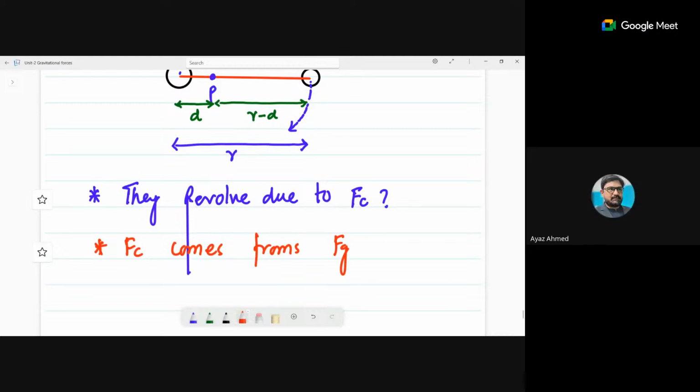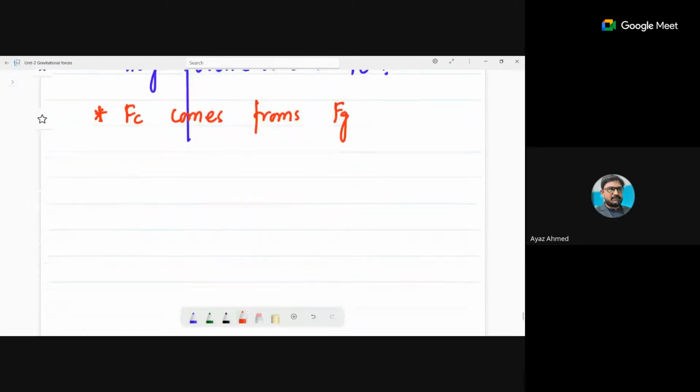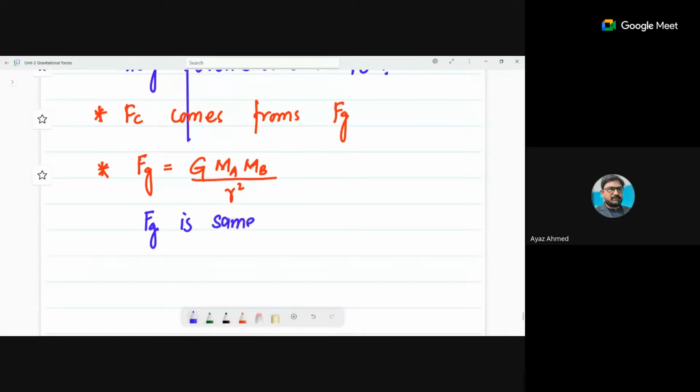So that FC comes from FG, and this means that FG is equal to FC, which is G times mass of star A into star B divided by R squared. Very simple, as I told you, FG is the same for both. So if FG is the same for both, I can simply say that their FC is also the same.